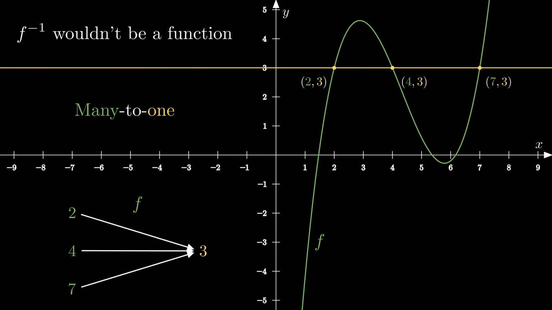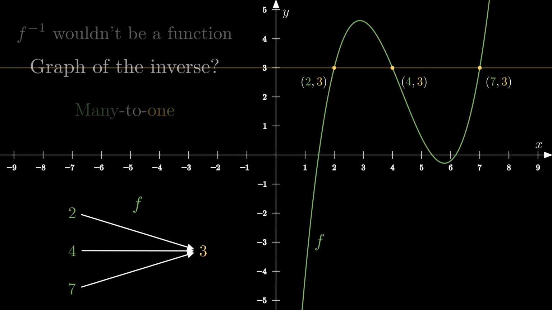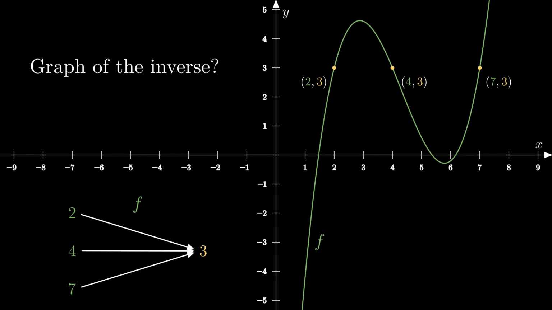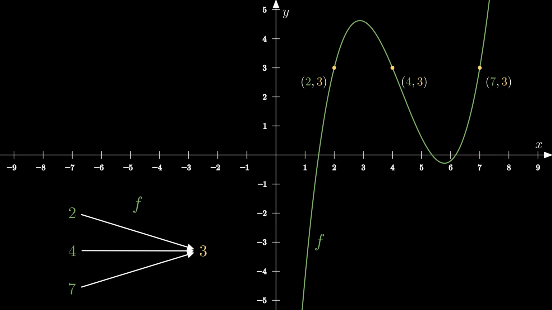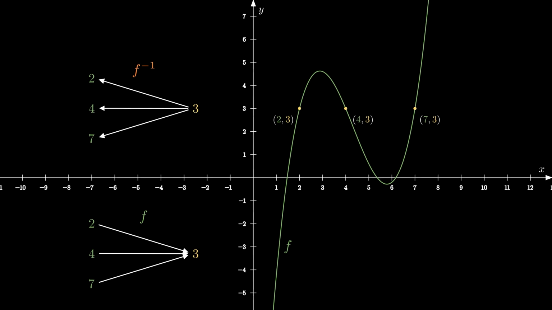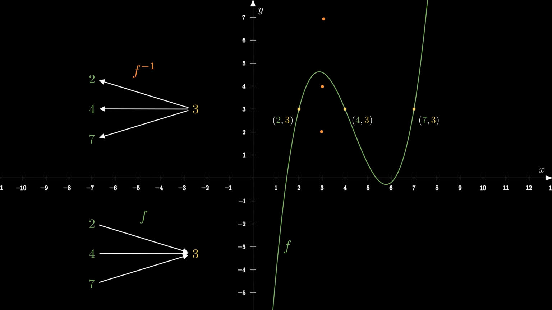Well, this is no coincidence, but to see why we will need something else, a method to find the graph of the inverse. But first, let's forget that our graph doesn't have an inverse for a second, and see how the graph would look like. There are 2 ways to go about this. First, let's look at it from the perspective of connections. By definition of what an inverse should do, our arrows should be reversed, and so the graph of f inverse would contain the points shown on the screen.